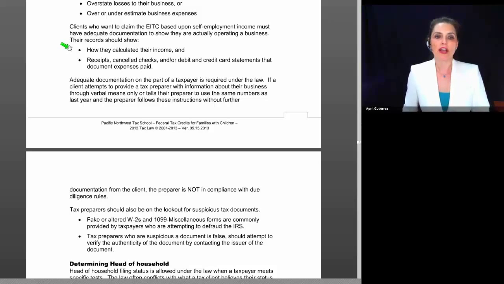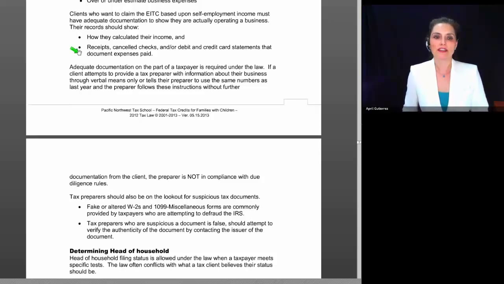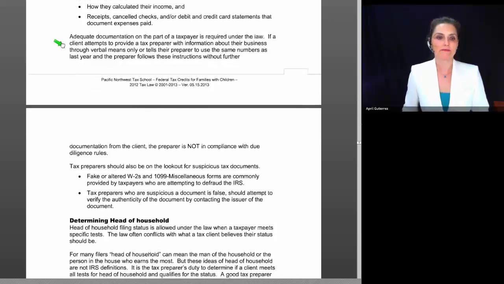Their records should show how they calculated their income, and they should have receipts, canceled checks, and/or debit or credit card statements that document the expenses that they paid. Adequate documentation on the part of a tax preparer or a taxpayer is required under the law. So in other words, the law requires a taxpayer to have records. And we often think, oh, well, you have to be able to prove you had an expense. But when it comes to the earned income credit, the IRS is going to ask you to prove you had the income, as well as that the expenses are somewhat close to what you're claiming on the return.